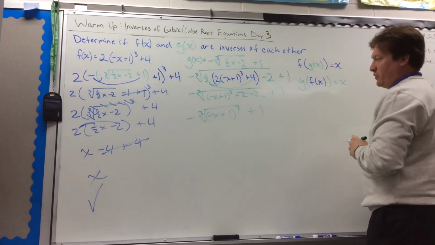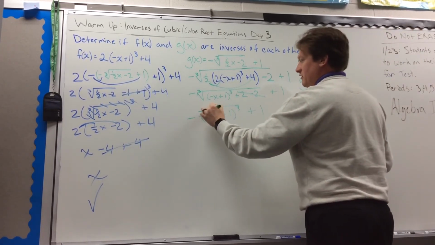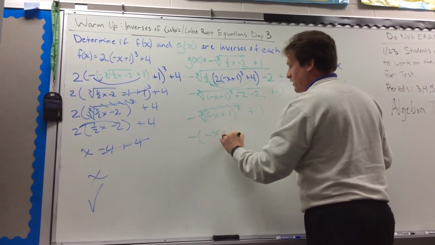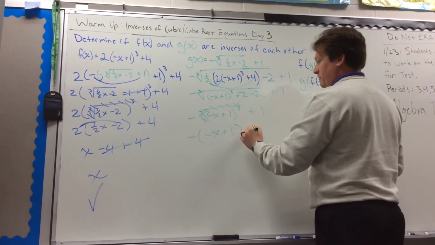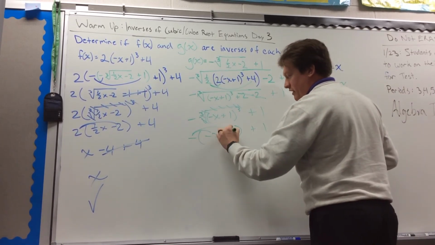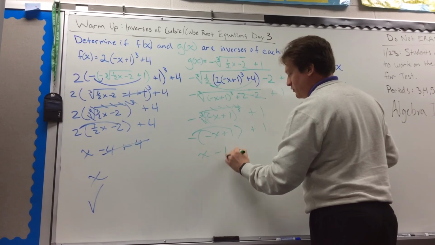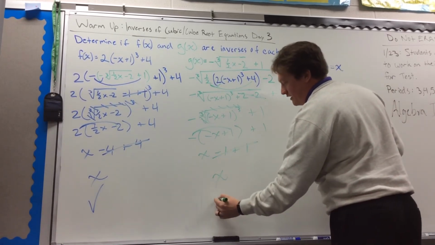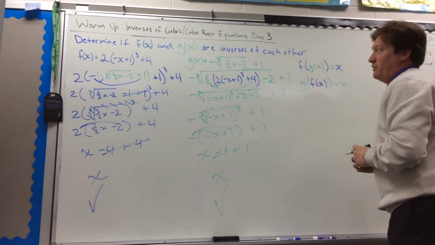Okay, the cube root goes away. That leaves me with negative times negative x plus 1, and then plus 1 again. We're going to use the distributive property there. It's going to give me x minus 1 plus 1. The 1's cancel. It leaves me with x. So we do know that these two are inverses of each other.